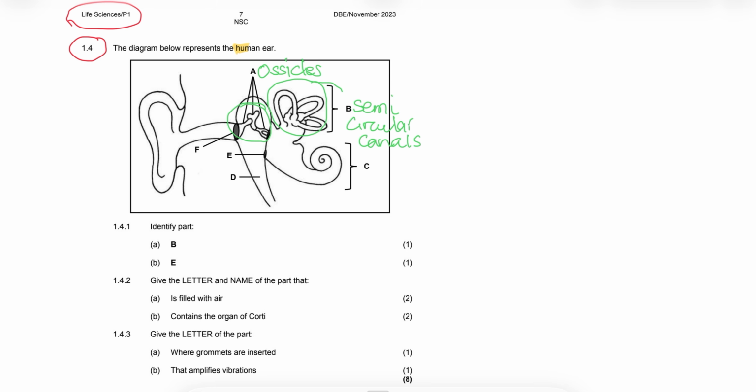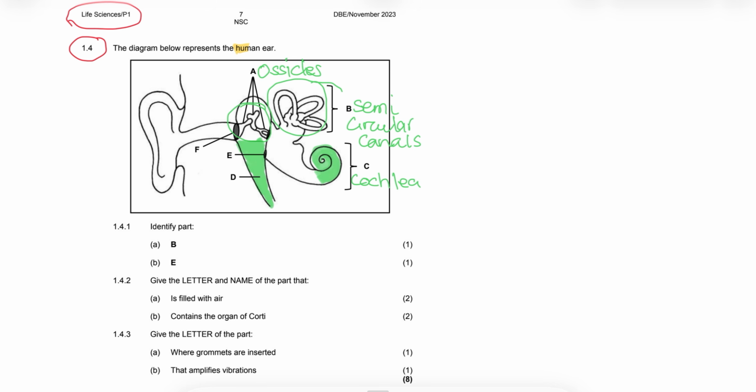Right, we move on to part C. Part C for me is a funny one because of its structure. For me it looks like a snail. Right, so this part is known as the cochlea. All right, so that's the cochlea. Right, we move on to part D. Part D is this whole structure. As you can see, the structure is forming a tube. So it is a tube.